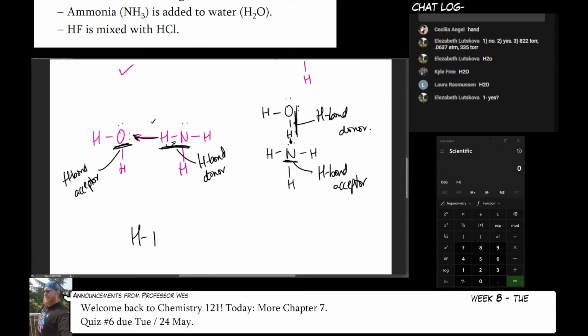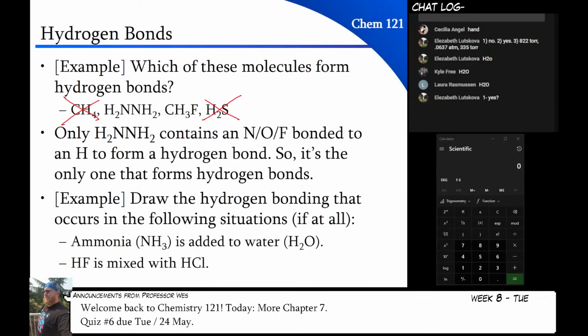For the last example, HF and HCl here, we get stuck on this part. H is not connected to a nitrogen, oxygen, or fluorine, so these two mixed together cannot hydrogen bond. They could form a dipole interaction, but it would not be a hydrogen bond. All right, very good.